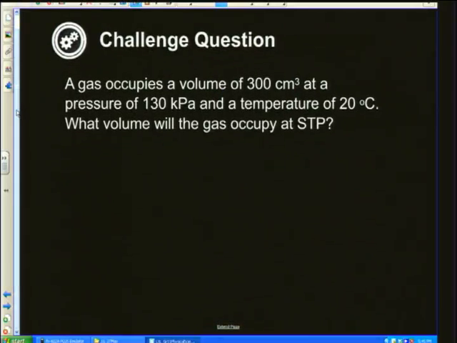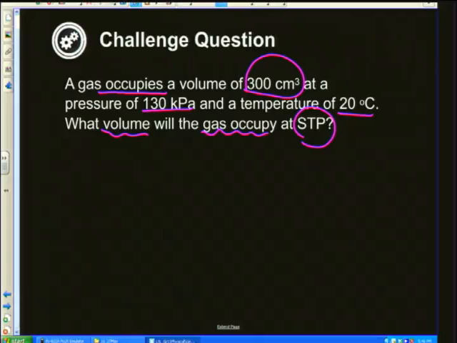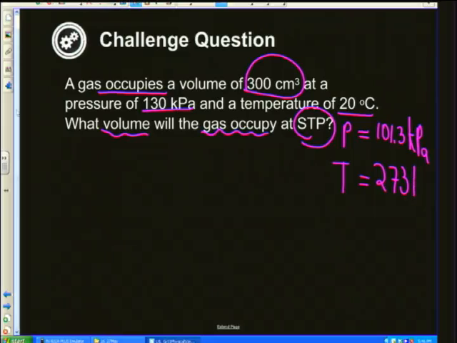Now, the challenge question says a gas occupies a volume of 300 cubic centimeters at a pressure of 130 kilopascals and a temperature of 20 degrees Celsius. What volume will the gas occupy at STP? Now, what are STP values? Pressure of 101.3 kilopascals and a temperature of 0 degrees Celsius, which is 273 Kelvin.